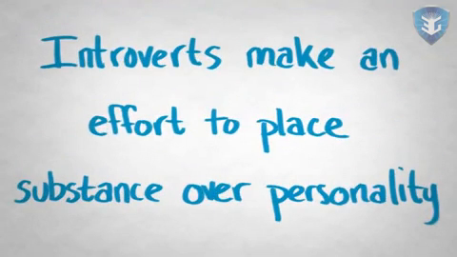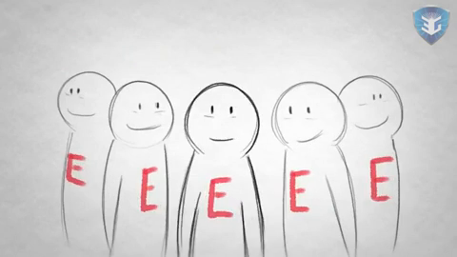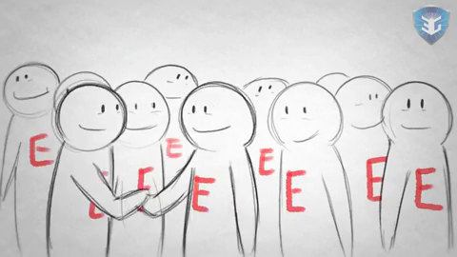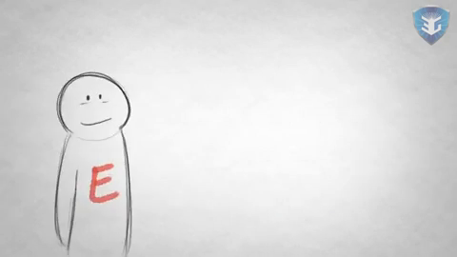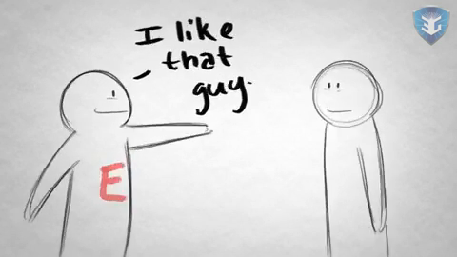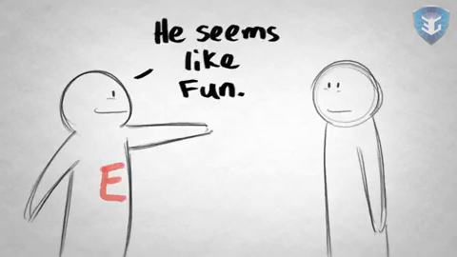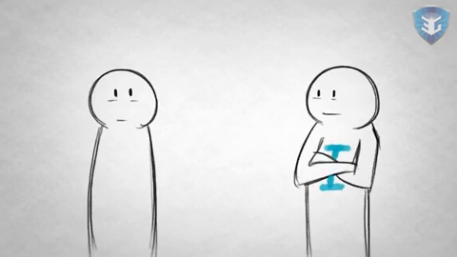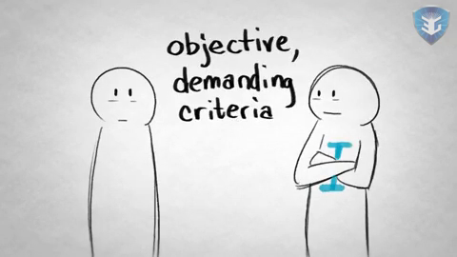Two, introverts make an effort to place substance over personality. Let's face it, extroverts love people. And they love meeting new people and hanging out with large groups of people. And that means they're more susceptible to make judgments based on charisma and personality. "I really like that guy." You might hear an extrovert say, "He seems like a lot of fun." Introverts are more likely to judge a person or a situation based on objective, demanding criteria.